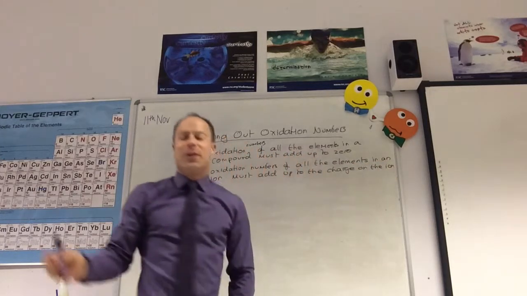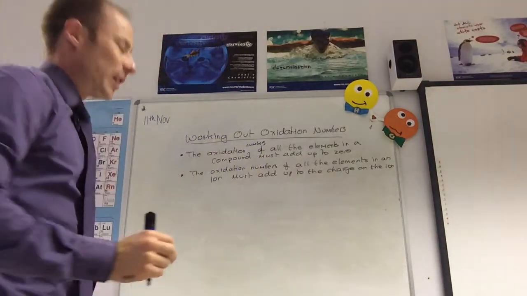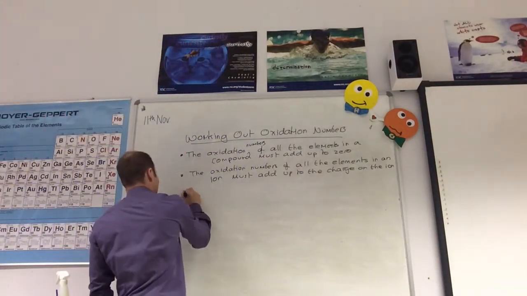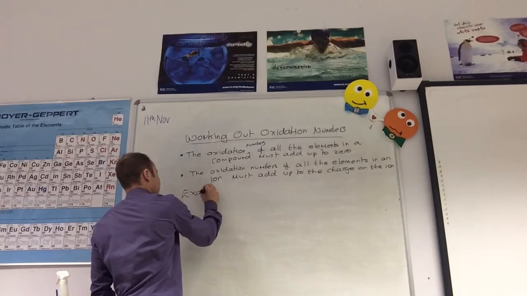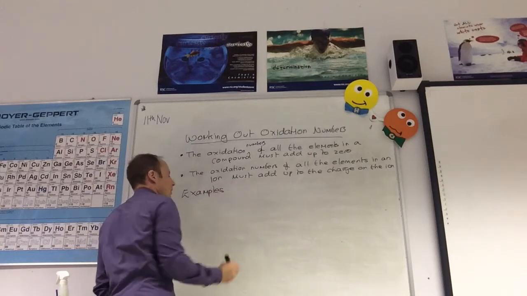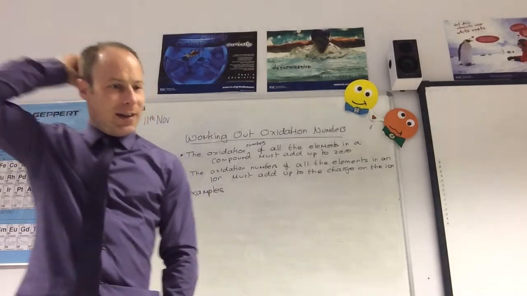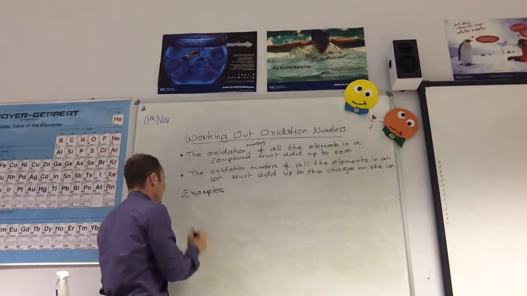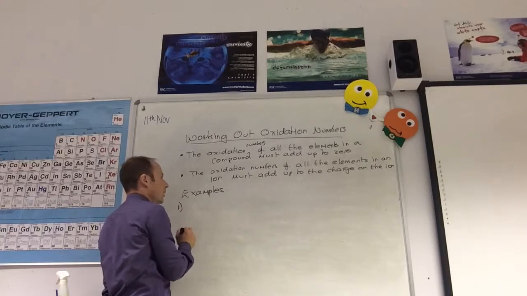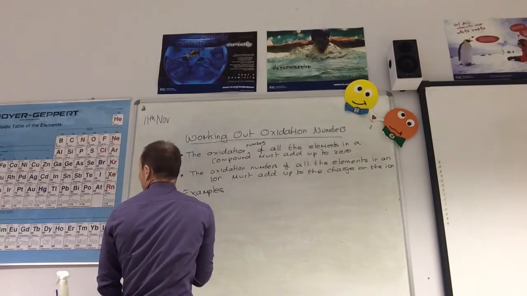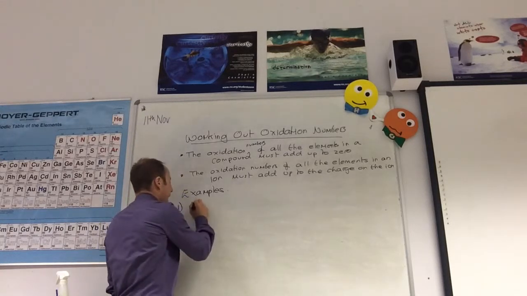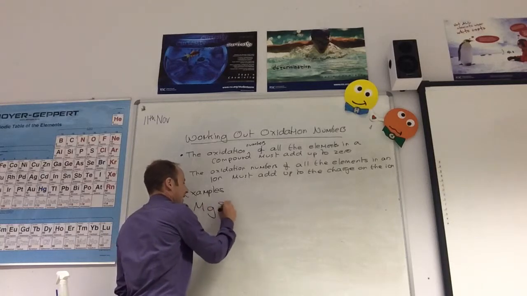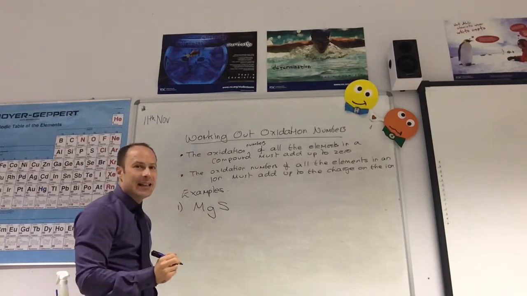With oxidation numbers, it makes far more sense when we do some. So let's do some examples. So, let's do number 1. Let's do MgS, magnesium sulfide.